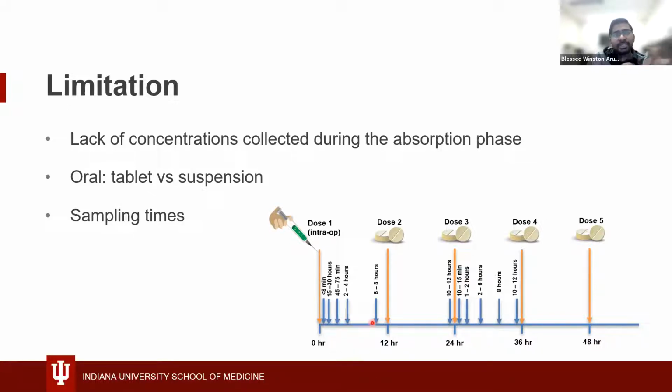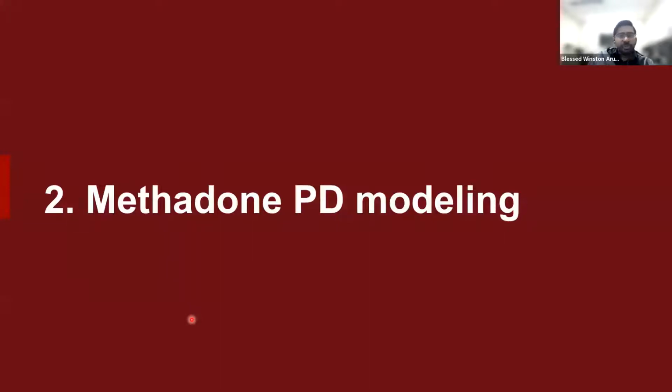It is more frequent sampling, much better than before. So we expect this is not yet quantified. Once we have this information, I think we'll have a much better model than what we have, and we'll be able to do better things with it. So the PD modeling component.